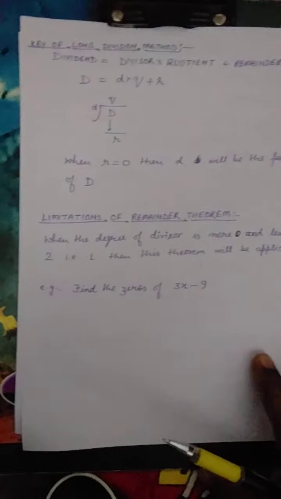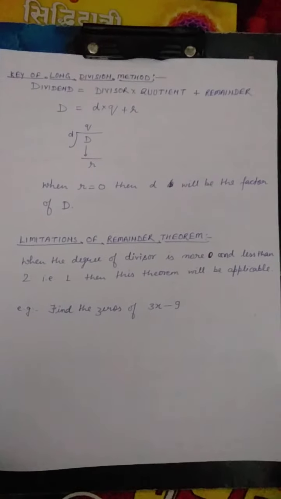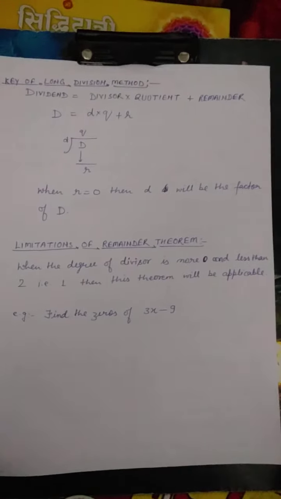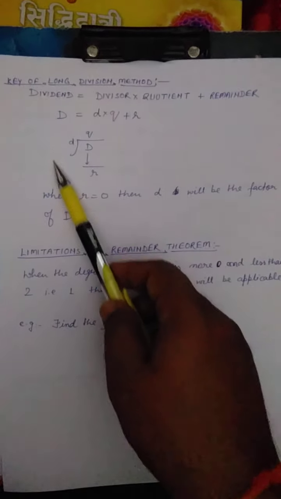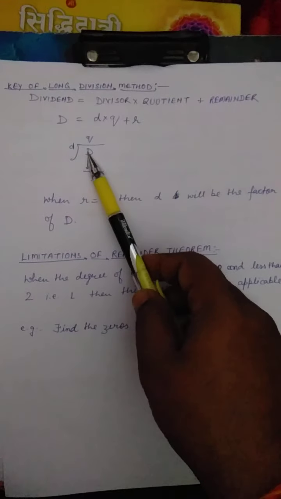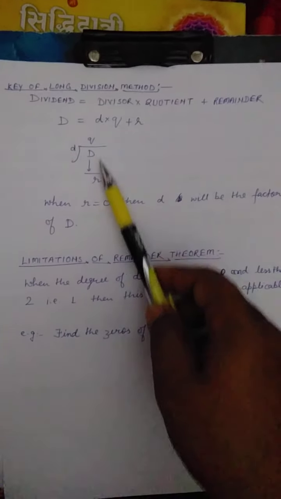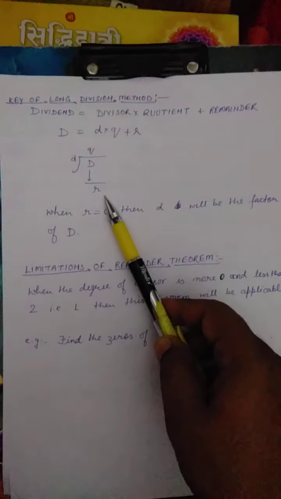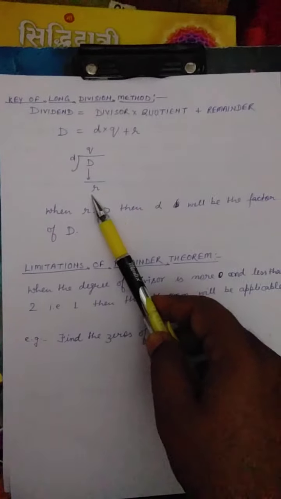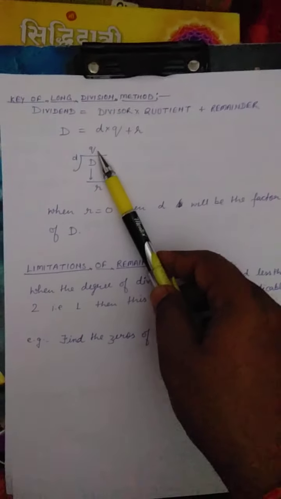One more thing in this continuity is the long division method, because the division method also comes under this. In long division method there are four technical terms: dividend, divisor, quotient and remainder. As I have shown, everyone knows this. This is the dividend, this is the divisor, this is the quotient and this is the remainder. This is the process to proceed with long division.